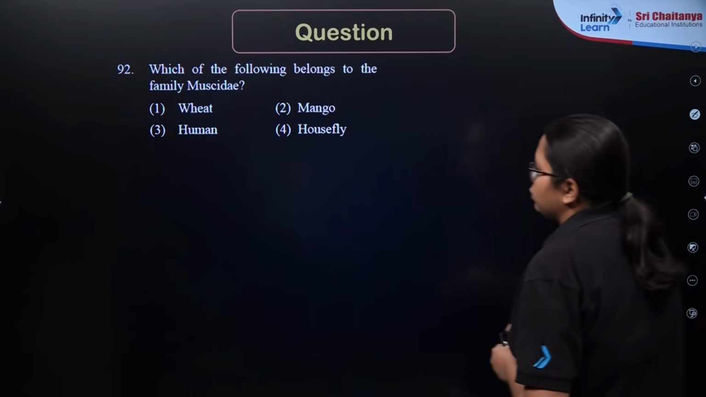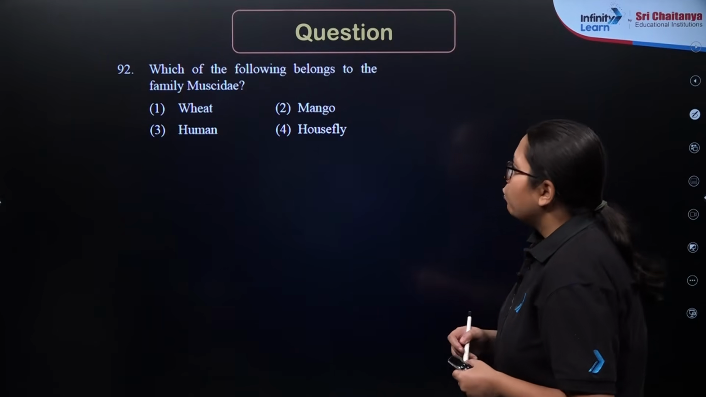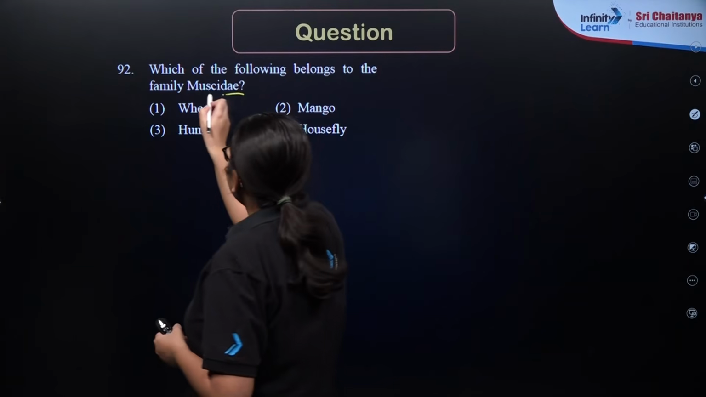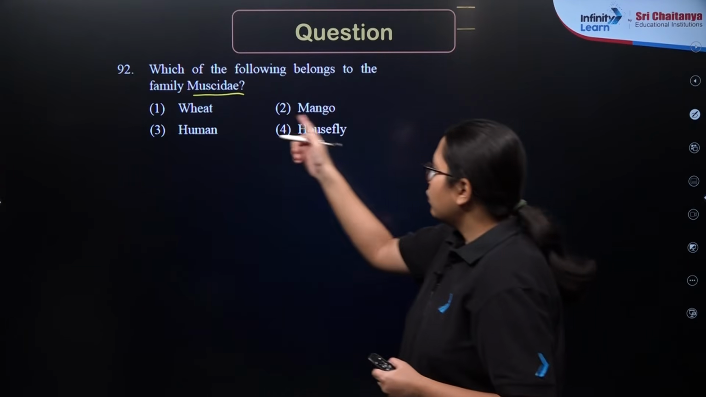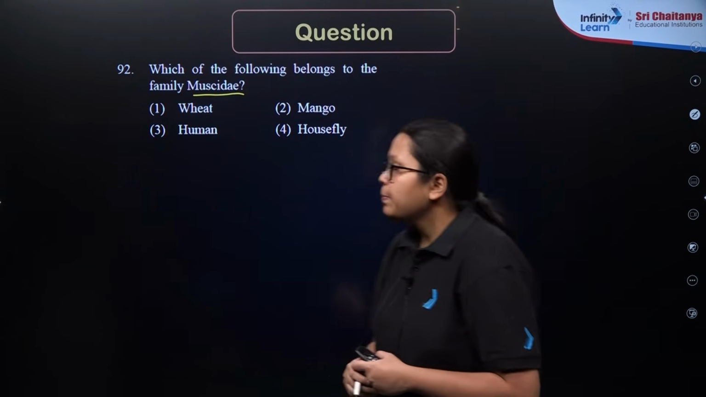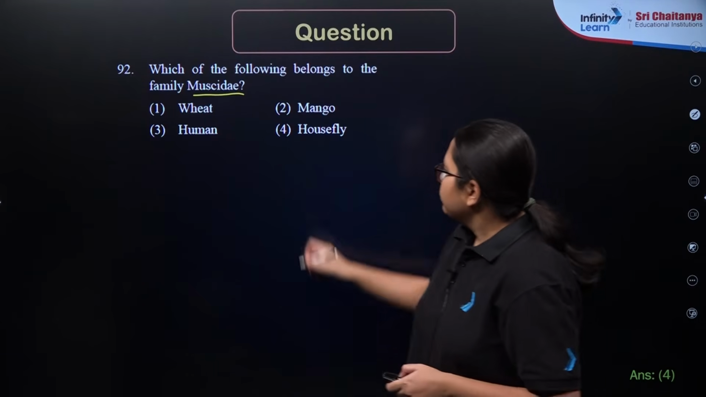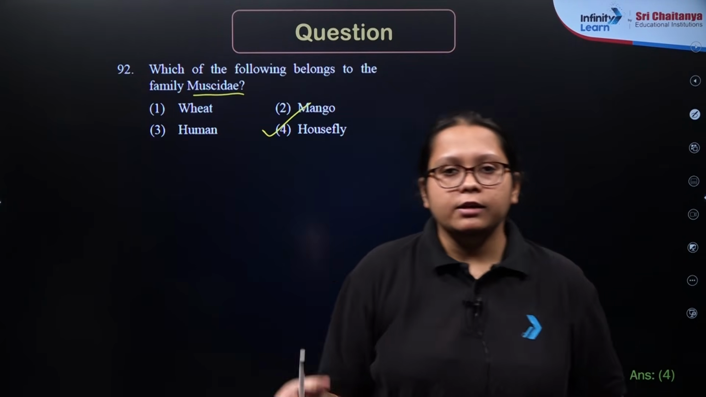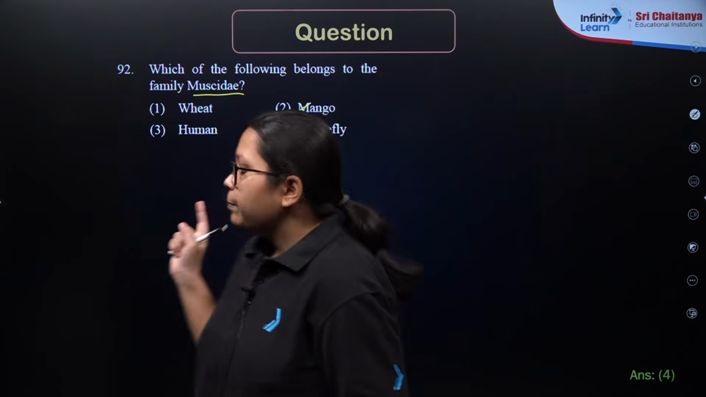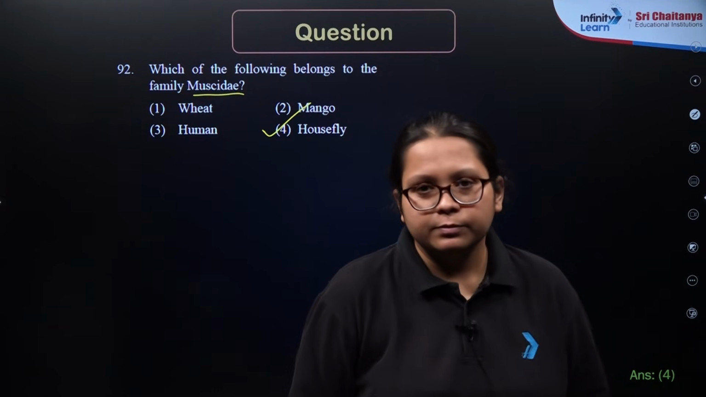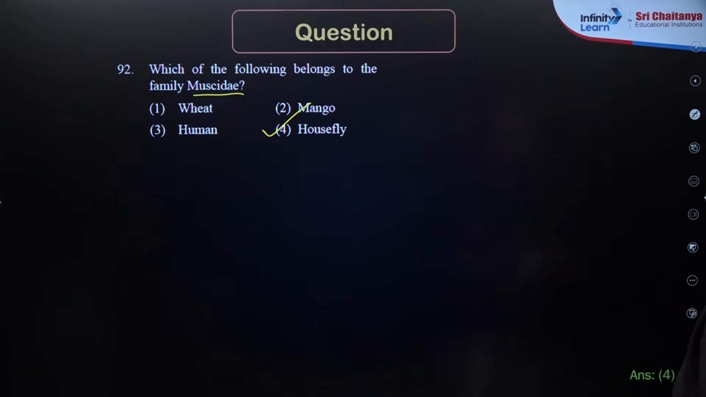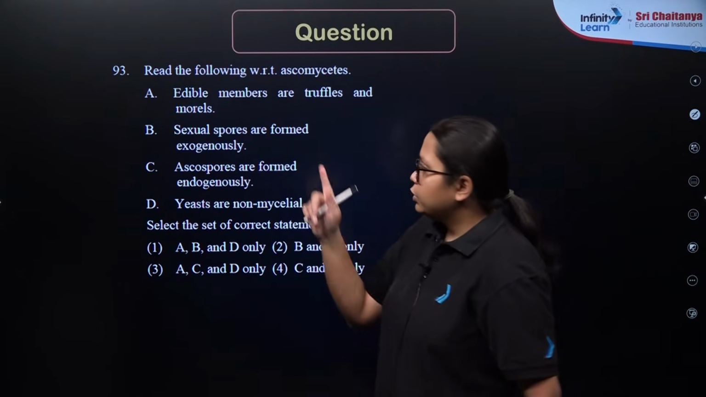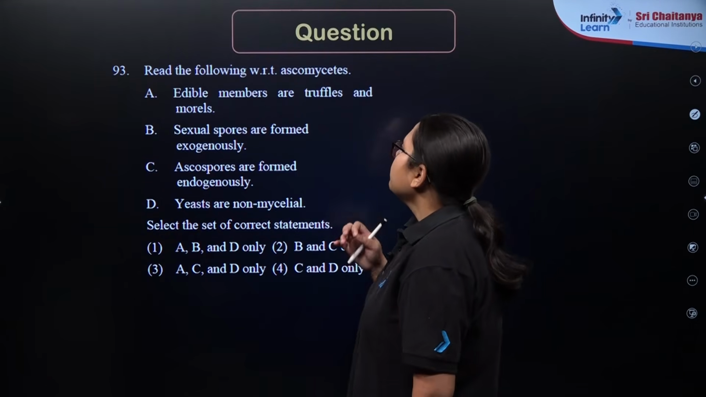This one is question number 92, which is asking which of the following belongs to the family Muscidae. Which of the options belongs to this family? It's your housefly, Musca domestica. The family of the housefly is Muscidae. A simple question from the living world chapter. Okay, next question.